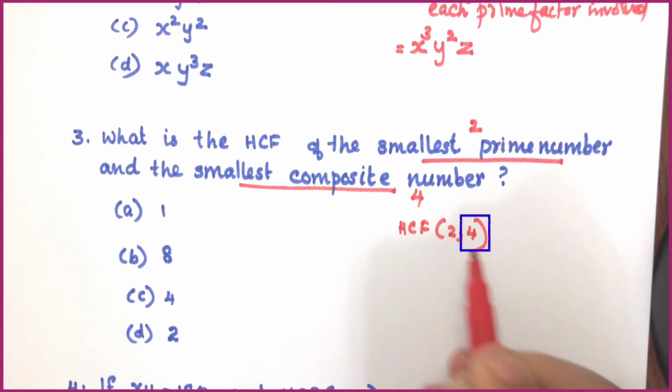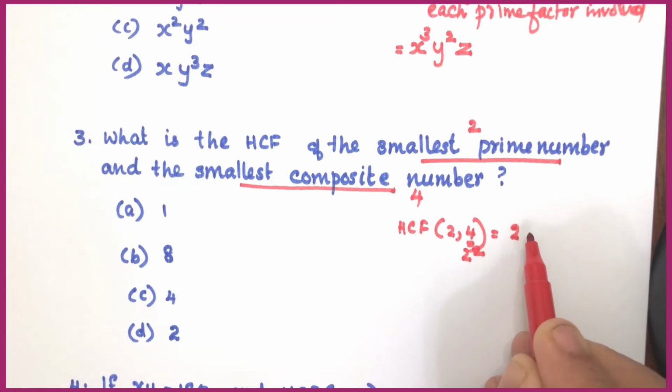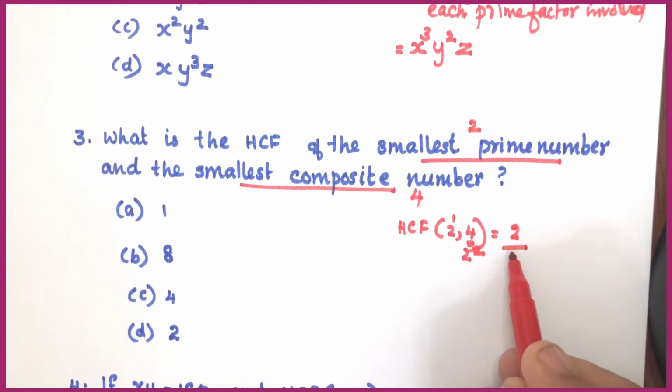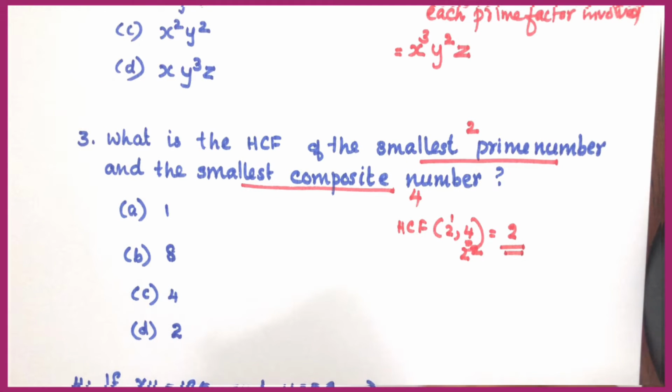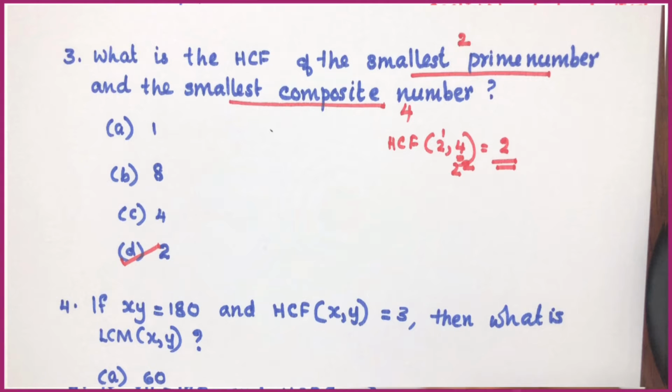The second number is 4, and the prime factors are 2 and 2, 2 times 2 or 2 square. So there are two numbers, 2 and 2 square. Common factor is 2, and the smallest power is 1, because HCF means common factor with the smallest power. So what is the HCF of these two numbers? It is 2. The correct option is option D.